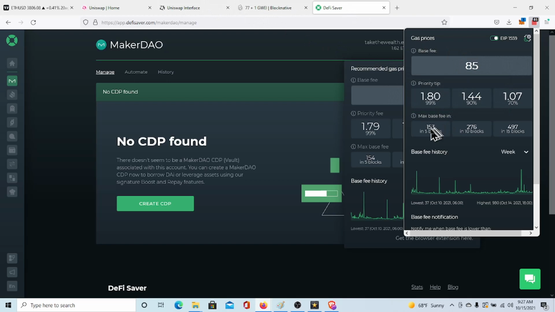Now what it also shows is it tells you metrics on the max base fee that you can pay in 5 blocks, 10 blocks, 15 blocks. What this means is another kind of a little general understanding.